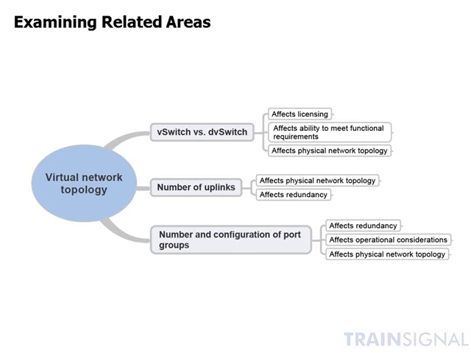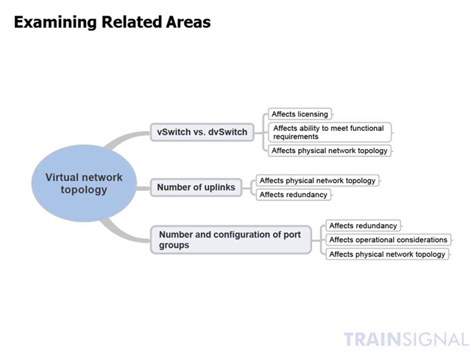If we were to take virtual network topology and make it the center of our diagram here, then we can begin to branch off the virtual network topology and say, well, what are some of the decisions that go into play in creating the virtual network topology? Well, we talked about some of these earlier in this lesson. We talked about using a standard virtual switch versus a distributed virtual switch. What are the impacts going to be of choosing one versus the other?